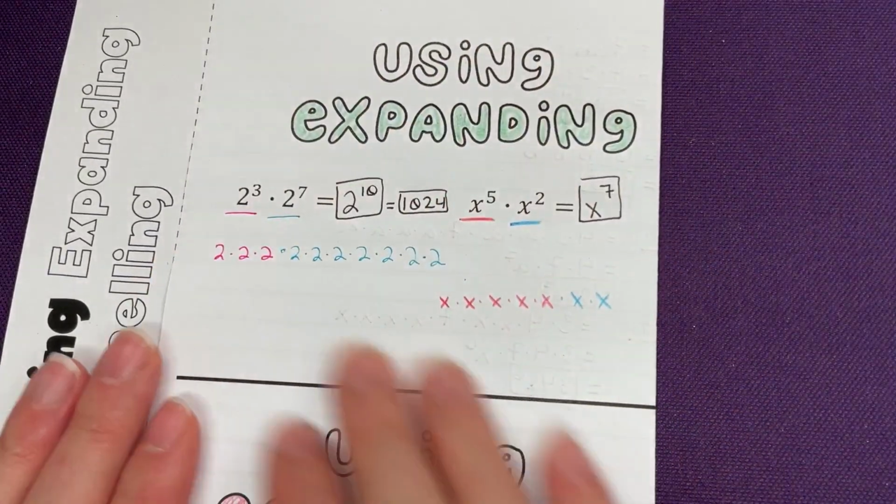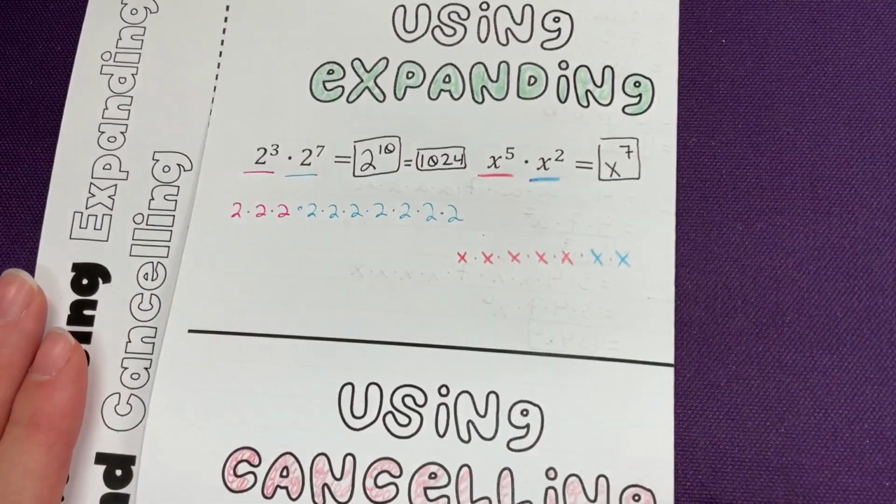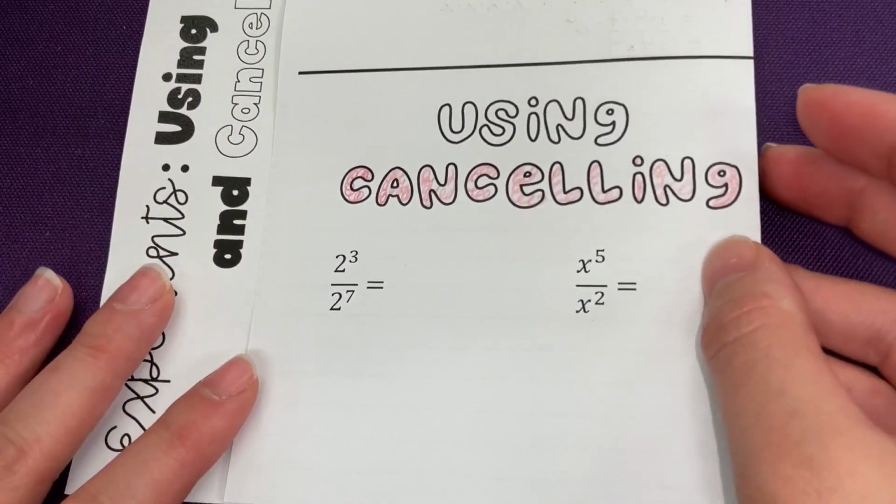All right, so that is how we use expanding. And you guys could see that can get really ridiculous really fast, especially if your exponents are bigger. So we're gonna learn some rules in the next couple of videos.